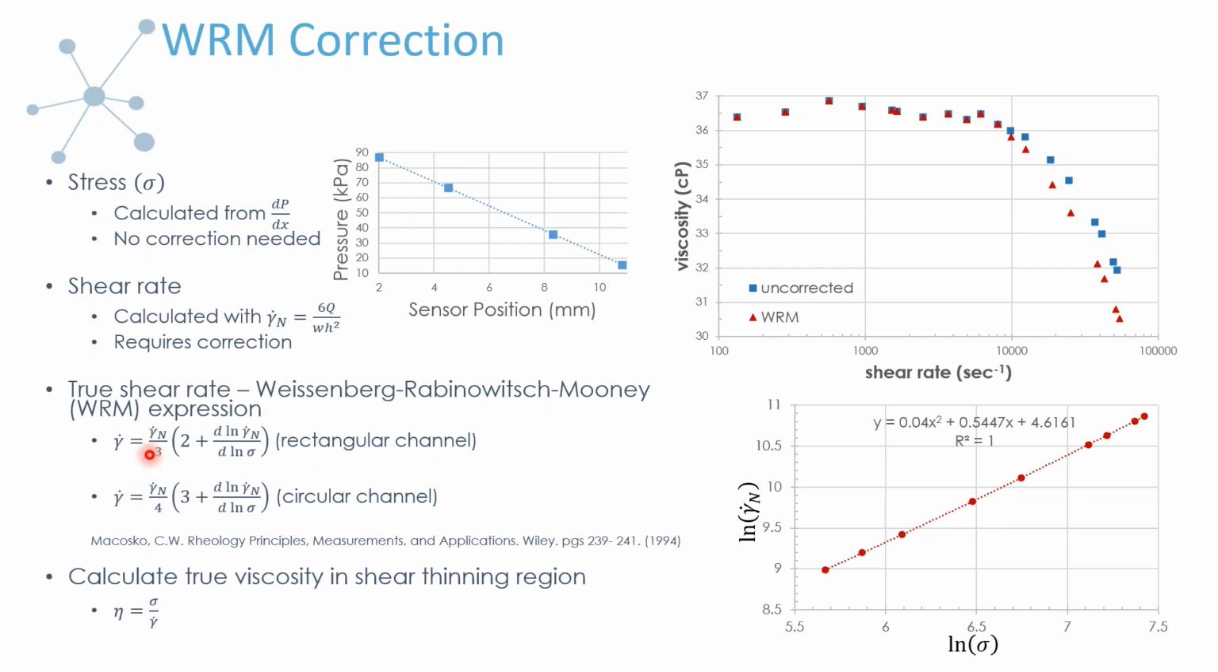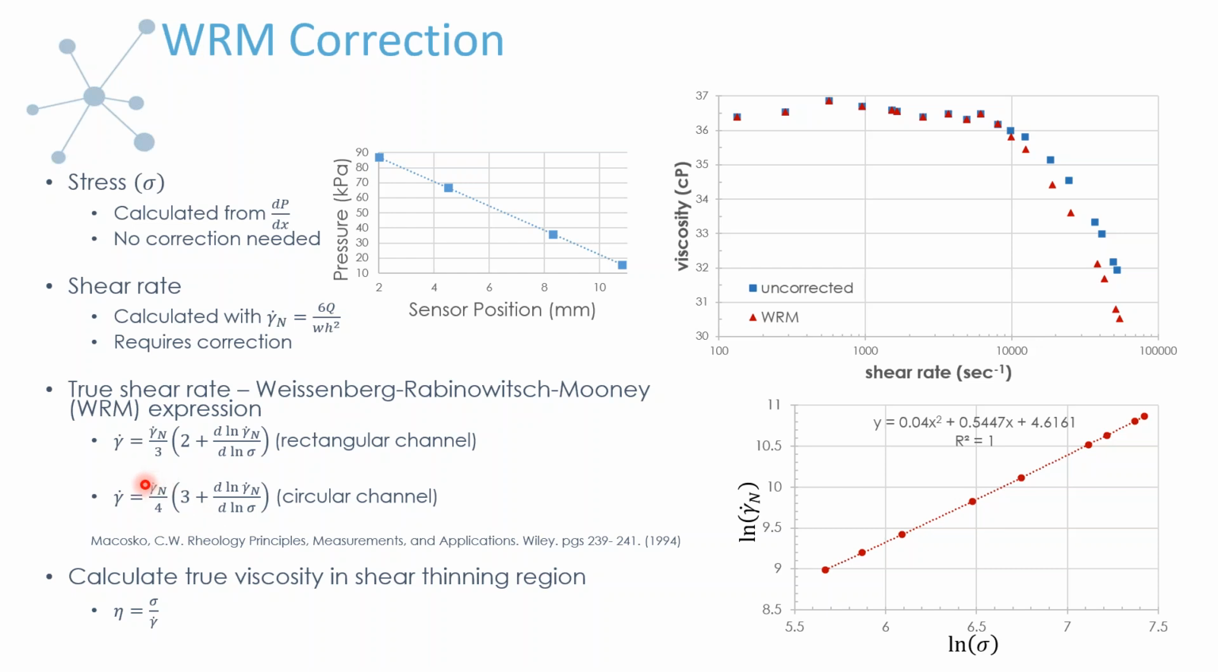So the gamma dot n, or gamma dot Newtonian, what we calculated before, divided by 3 times 2 plus the derivative of the natural log of the apparent shear rate, gamma dot n, divided by the natural log of the shear stress. And then here, this equation is for a circular channel, like if you have a needle that you're injecting drug into a patient, this is how you would calculate the WRM correction for such a geometry.